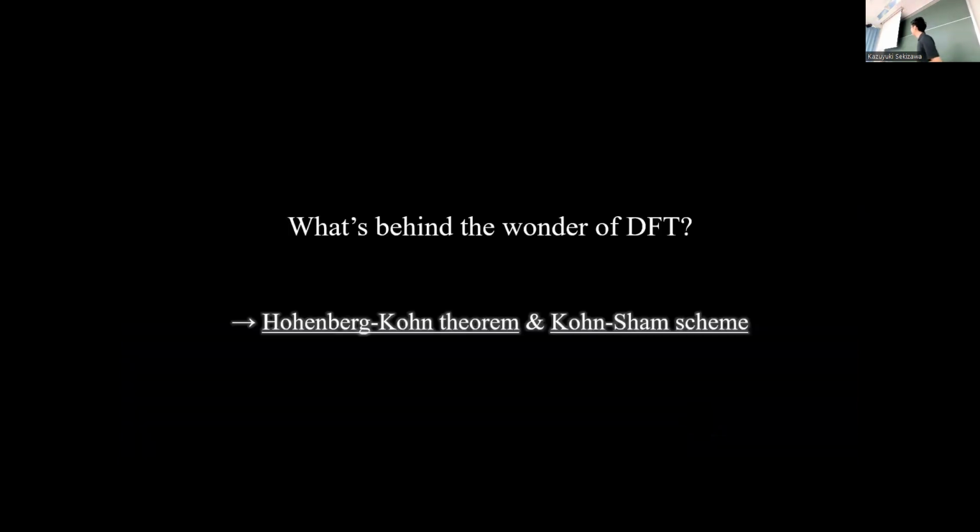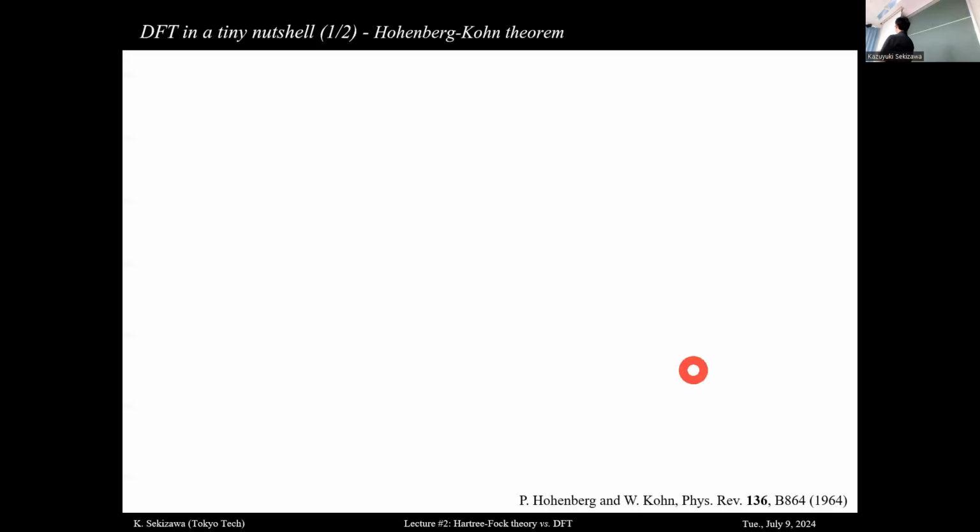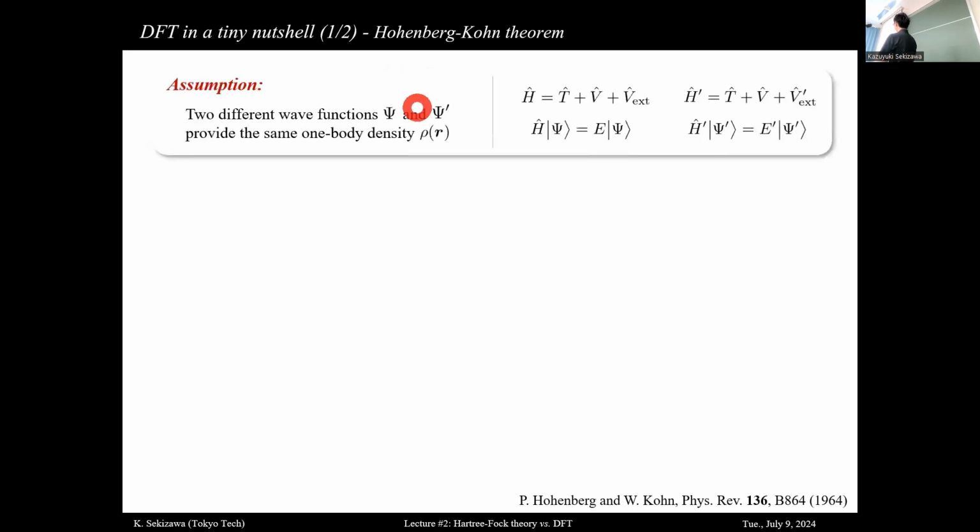So now I will explain what's behind the wonder of DFT. I will show what the Hohenberg-Kohn theorem and the Kohn-Sham scheme are, that make DFT solvable, and with great success. Now I will explain the Hohenberg-Kohn theorem in only two slides. The original proof is very simple, and you can easily derive it within one page.